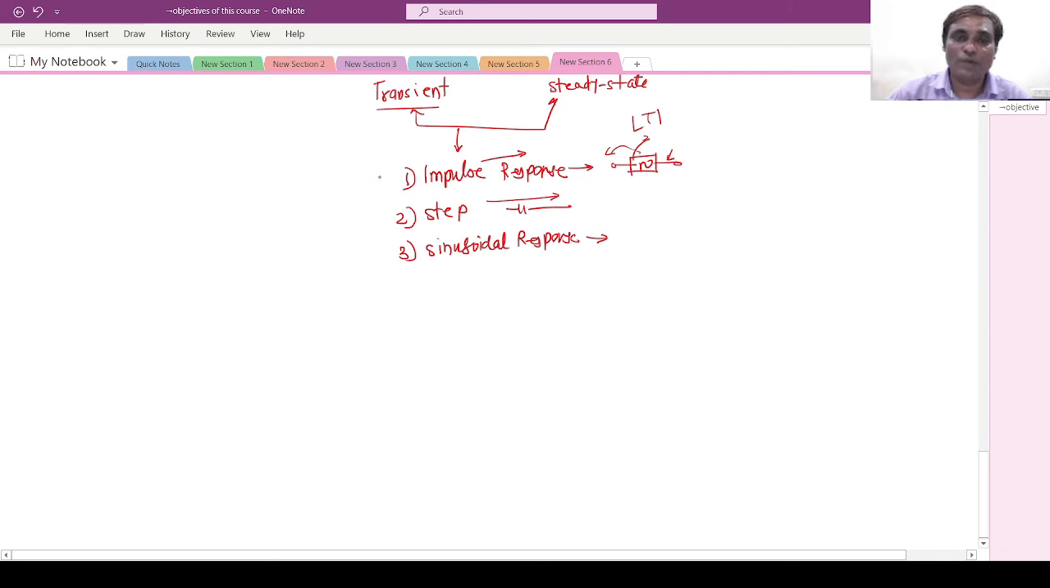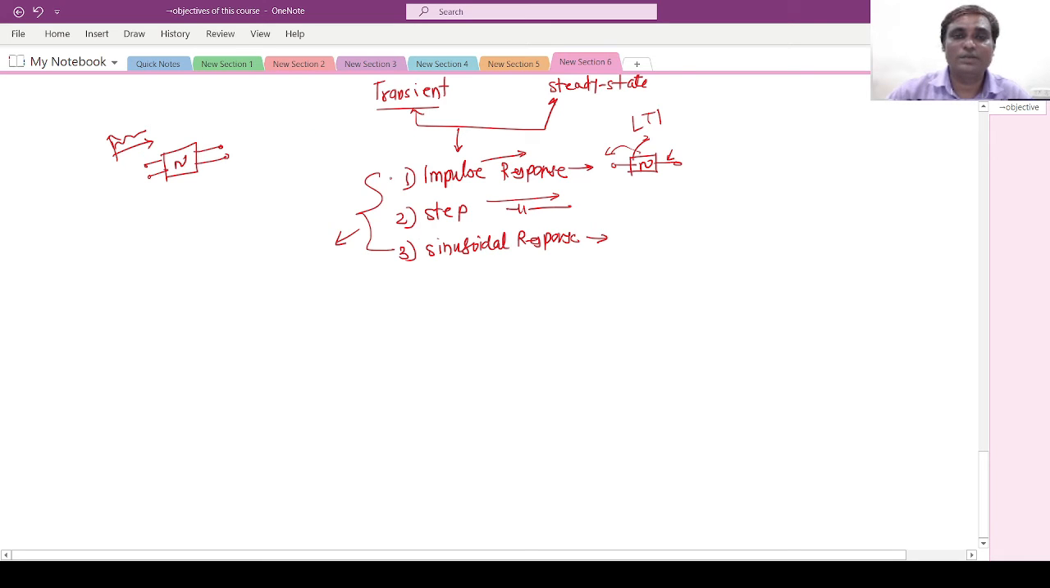Now let me tell you why we have to study these three kinds of responses: impulse response, step response and sinusoidal response. The reason is that these responses can act as a basis for the rest of the analysis, for an arbitrary input which results in an arbitrary output. Suppose a network has been given to you, and an arbitrary input has been applied. Now I would like to know what the output is. So it is very difficult.